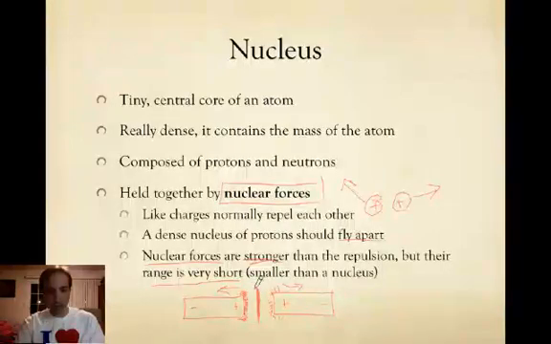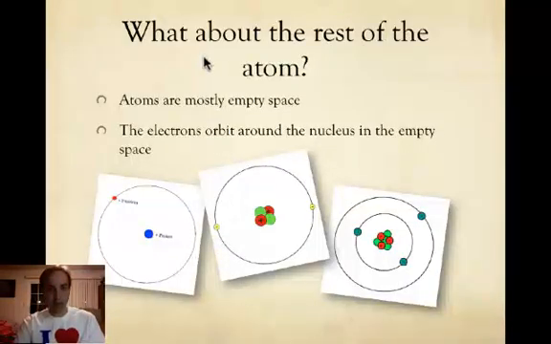So you have to get them close, but once you get them close, they are stronger than the repulsion, and they will stabilize and hold the nucleus together. What about the rest of the atom? Well, as we said, most of the alpha particles pass straight through. That means that atoms are mostly empty space.